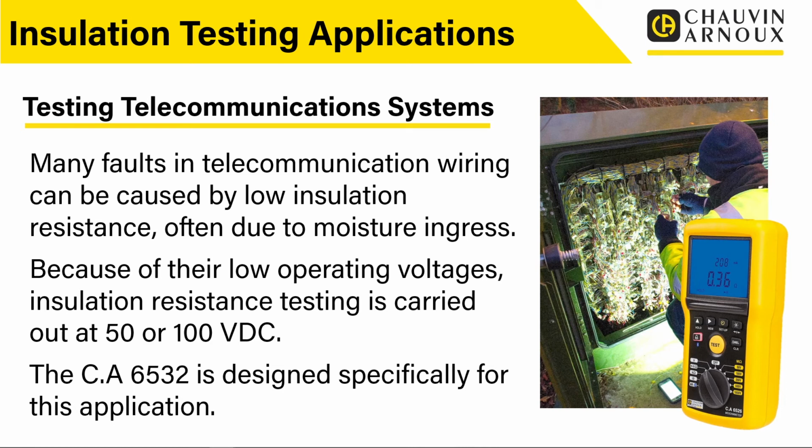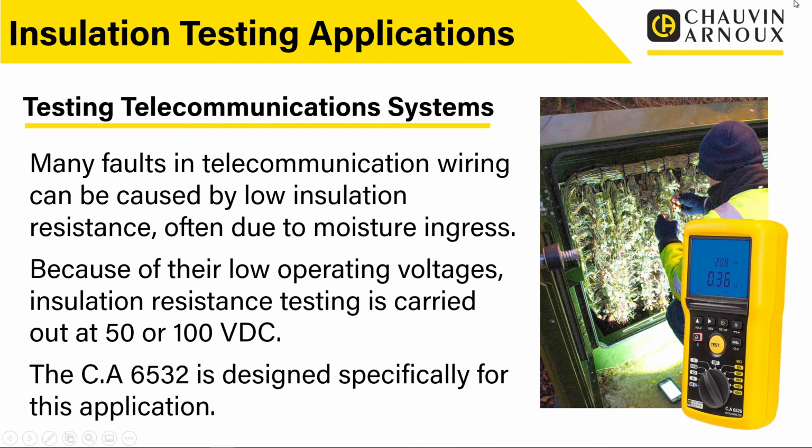But because of the low operating voltages that are used in the telephone system, and also the sensitivity of some of the equipment that's there, you wouldn't really want to go zapping away with 1,000 volts or 500 volts. So in many cases, it's just a 50 volts or 100 volts insulation resistance test that's carried out. And that's enough just to diagnose if there is a problem there. And you can actually see that there is a drop in insulation resistance.